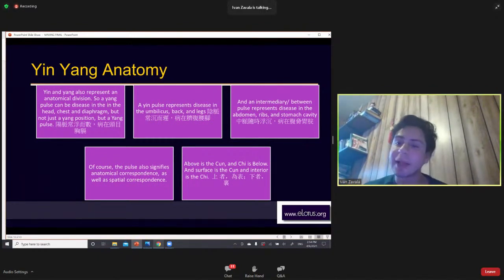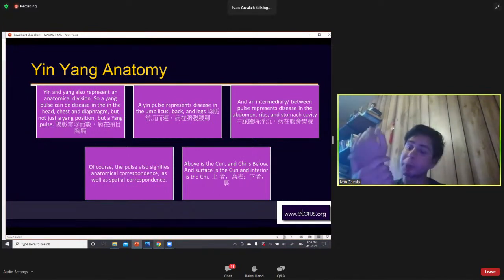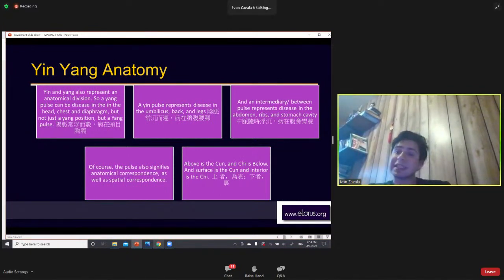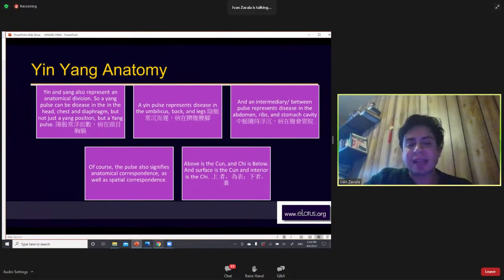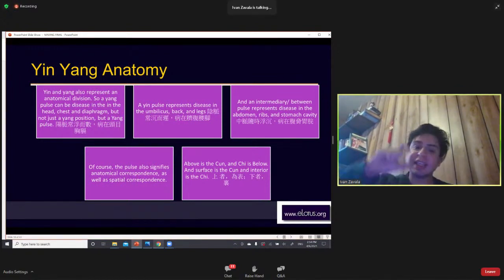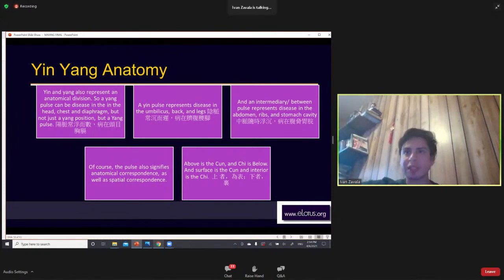So kind of in the mid-level, right? So that could be a mid-level pulse. I'm talking about depth or a position. The guan can be disease in the ribs, in the abdominal cavity, right? Of course, the pulse also signifies anatomical correspondence, as well as spatial correspondence, where the disease is spatially. It's here in your throat. It's here in this aspect of your chest.